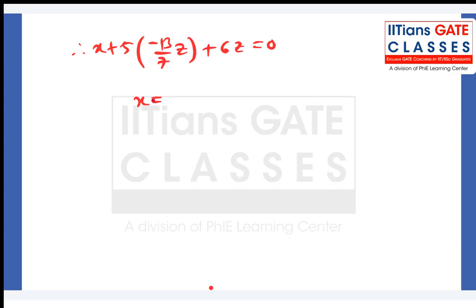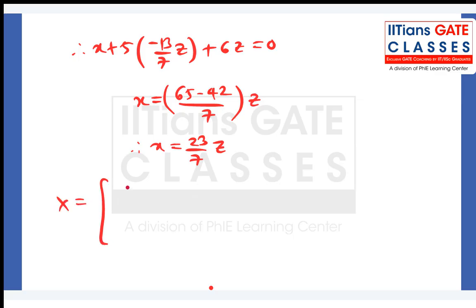So that is minus 65 plus 42. This will be 65 minus 42 by 7 into z. Okay, if I'm not wrong. 65 minus this thing is 23. Okay. So therefore, x is 23 by 7z. Okay. And you can see this is x by z, right? So you can write all these in terms of z only.